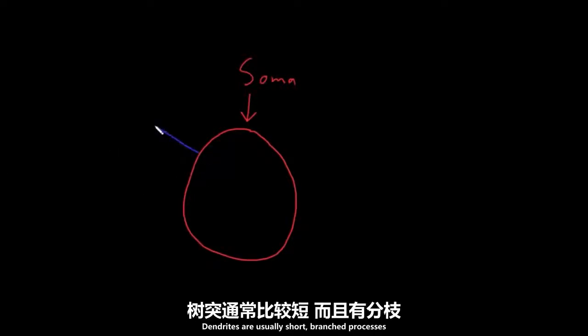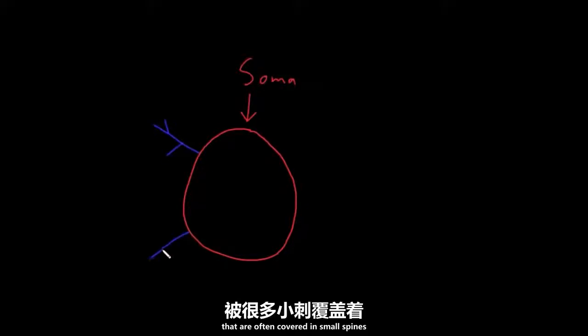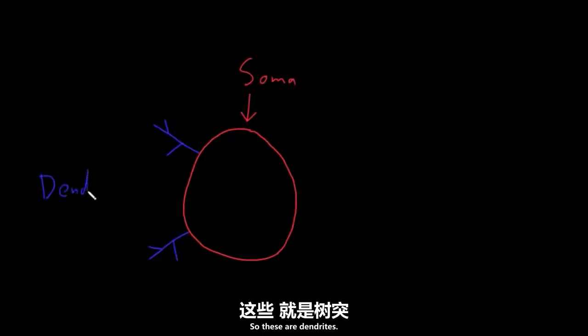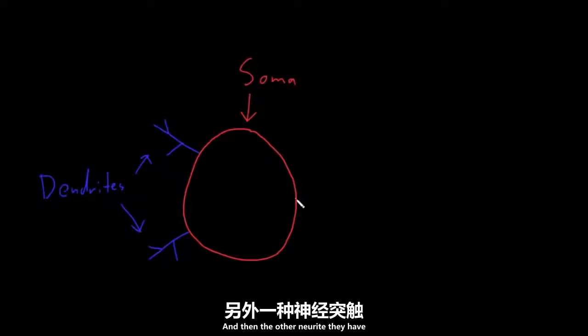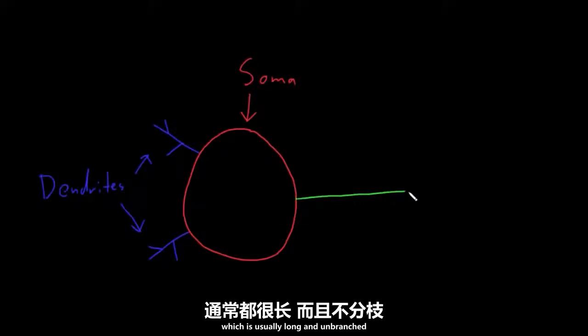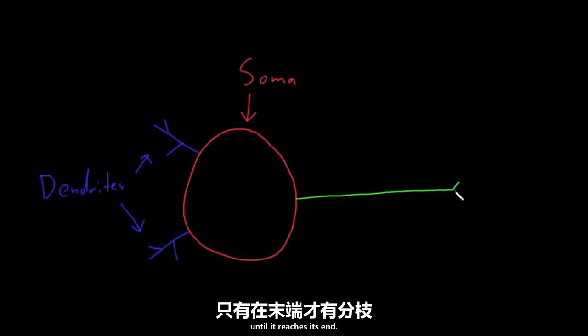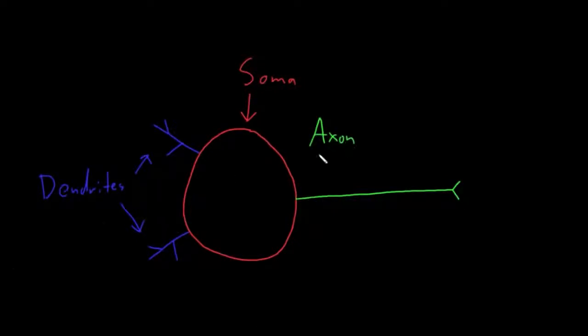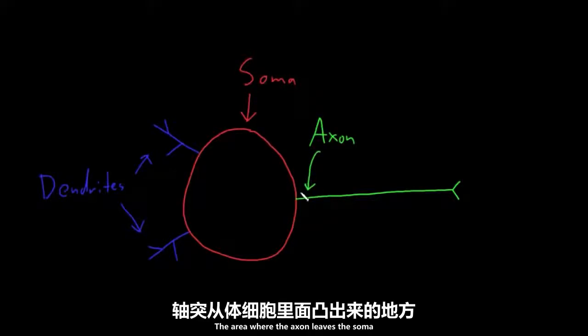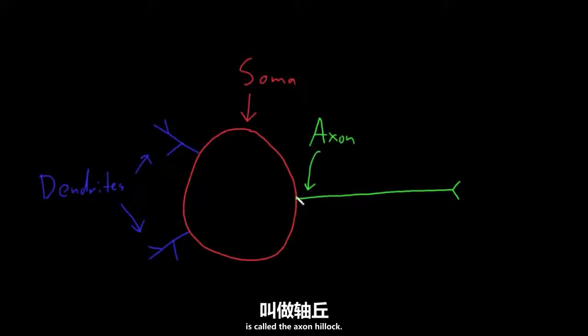Dendrites are usually short, branched processes that are often covered in small spines that increase their surface area and perform some other functions. So these are dendrites. And then the other neurite they have is called an axon, which is usually long and unbranched until it reaches its end. So this is the axon. The area where the axon leaves the soma is called the axon hillock.